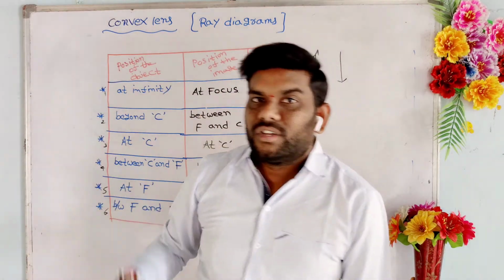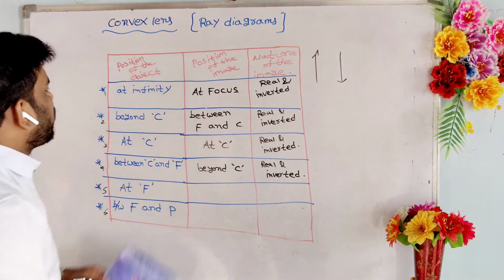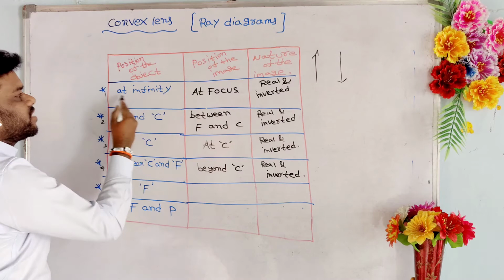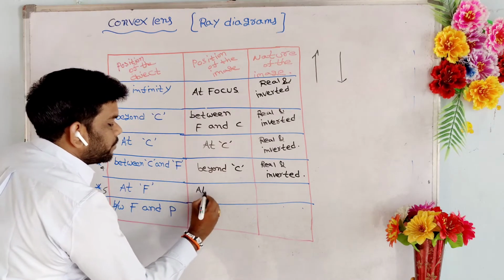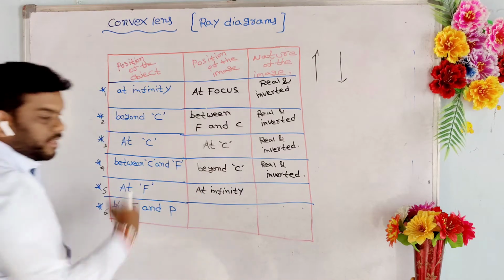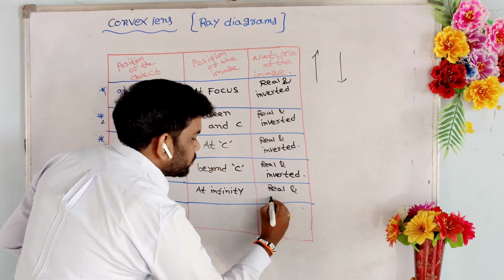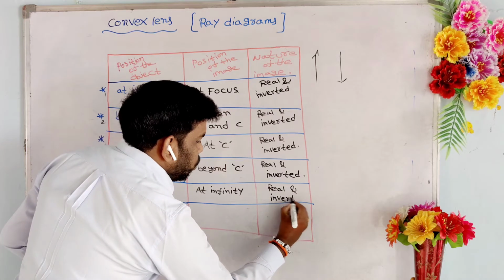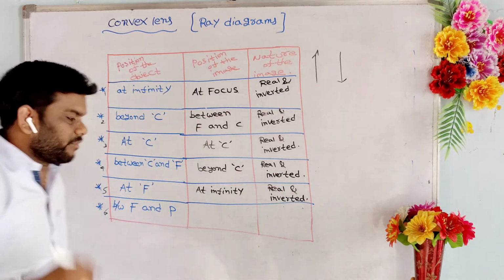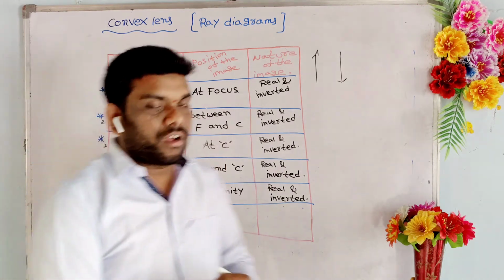Next one, the fifth one, at focus. This is the opposite of the first ray diagram. At focus, the position of the image is at infinity. So this is also real and inverted. So the last one is between F and P.